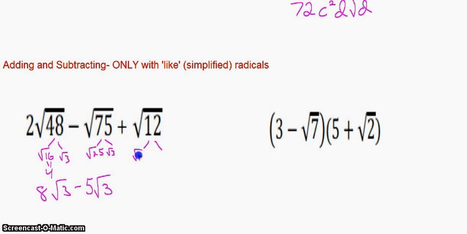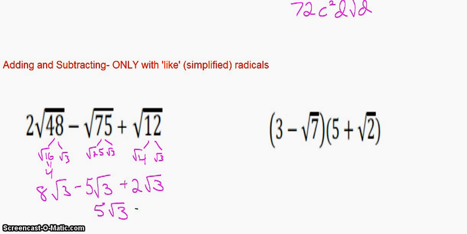Square root of 12. What looked like unlike radicals from the beginning ended up being like radicals after all. So I've got 8 minus 5 plus 2. In the end, I have 5 root 3.